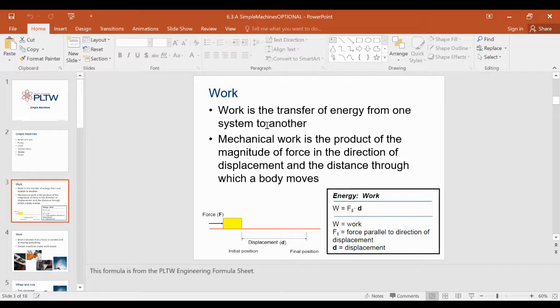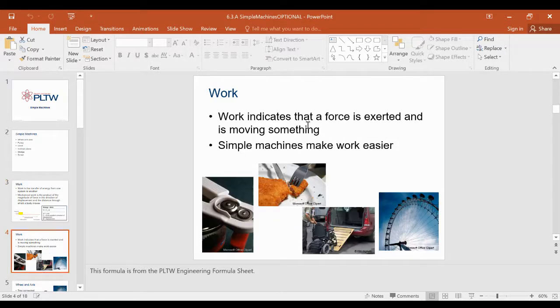An important concept to understand is work. Work is the transfer of energy from one system to another. You transfer energy from one point to another. Mechanical work is the magnitude of the force in the direction of the displacement through a distance. Okay, so notice that in order for work to be done, you have to have movement in the direction of the work. It can't just stand still. Work shows that a force is being exerted and that force is moving something.